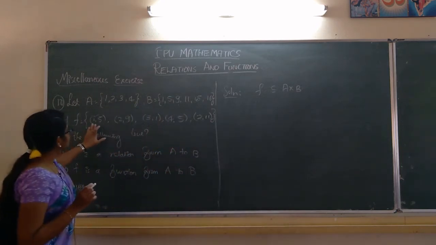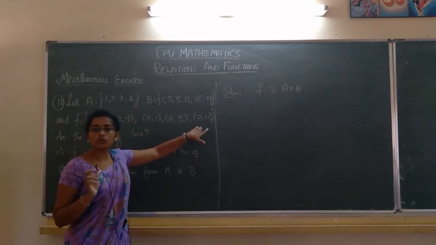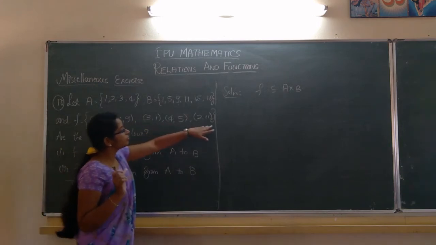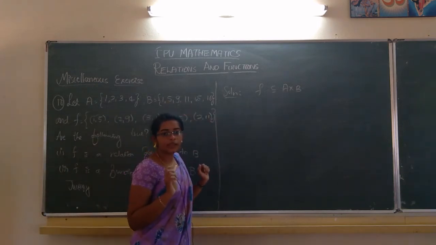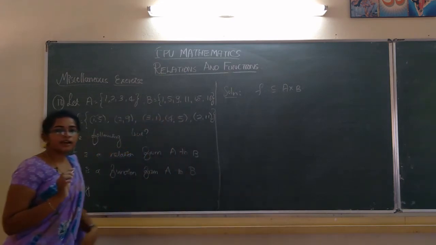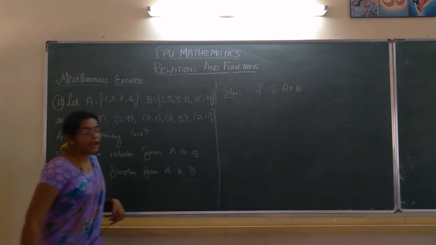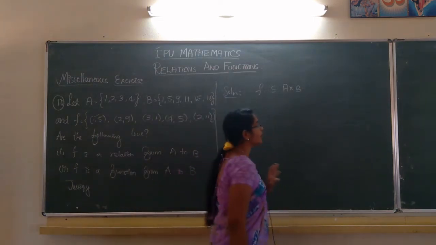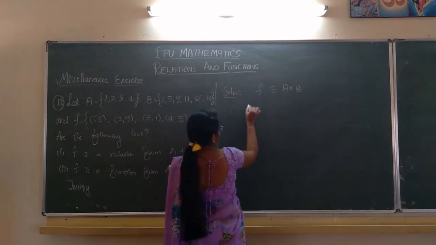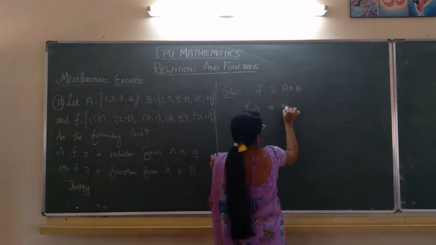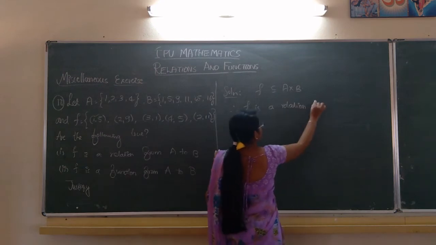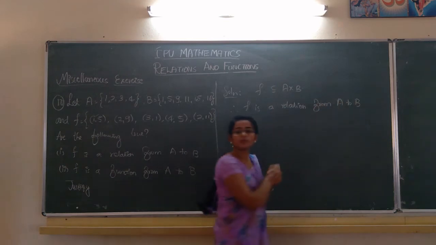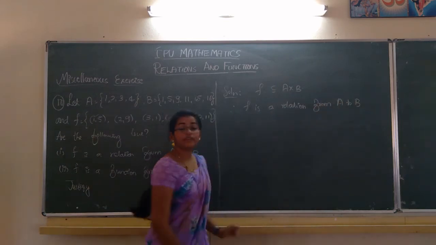See, 1, 2, 3, 4, 2, those are all the elements in the first set. And the second elements 5, 9, 1, 5, 11, those are all the elements in the second set B. That implies that F is a subset of A cross B, and we know that any subset of A cross B is known as a relation from A to B. Therefore, F is a relation from A to B. Whether it is a function?